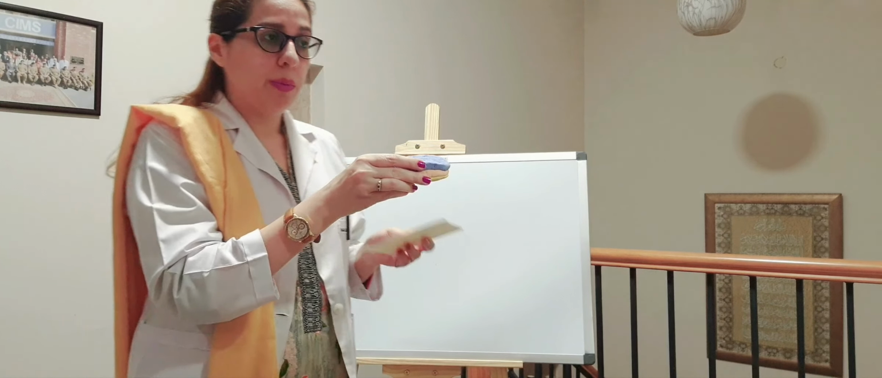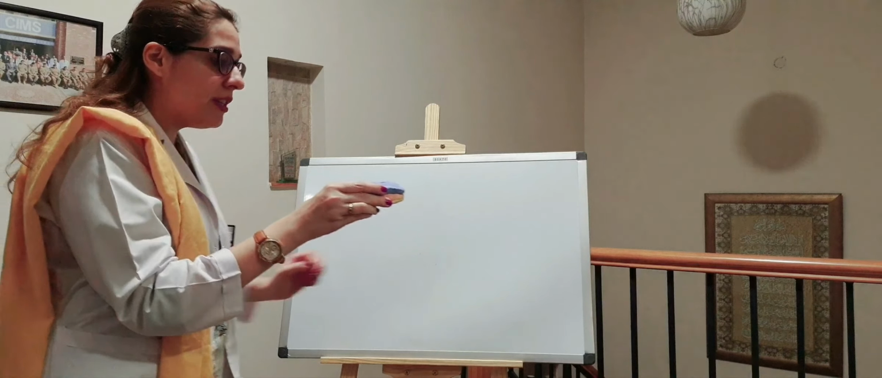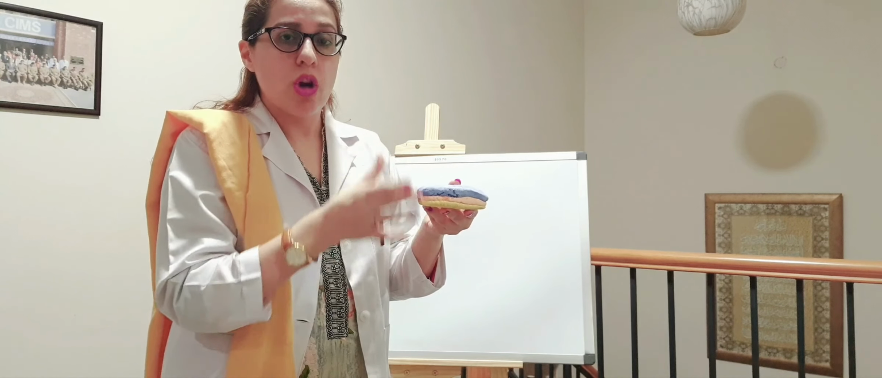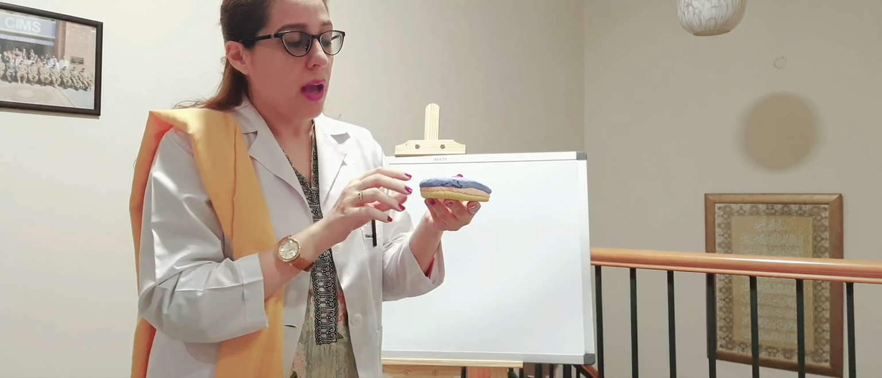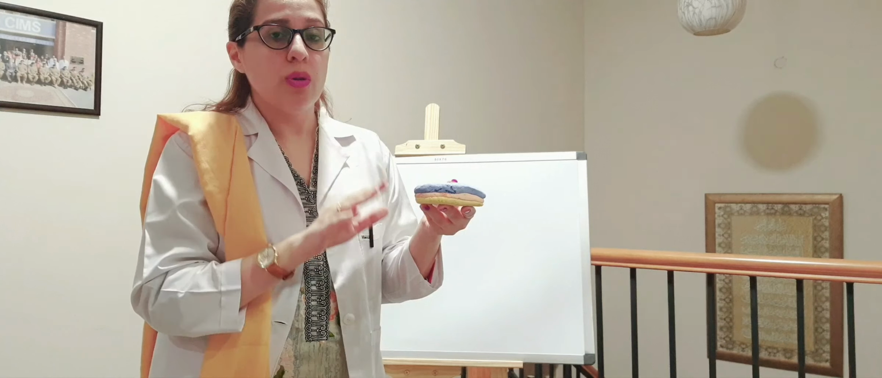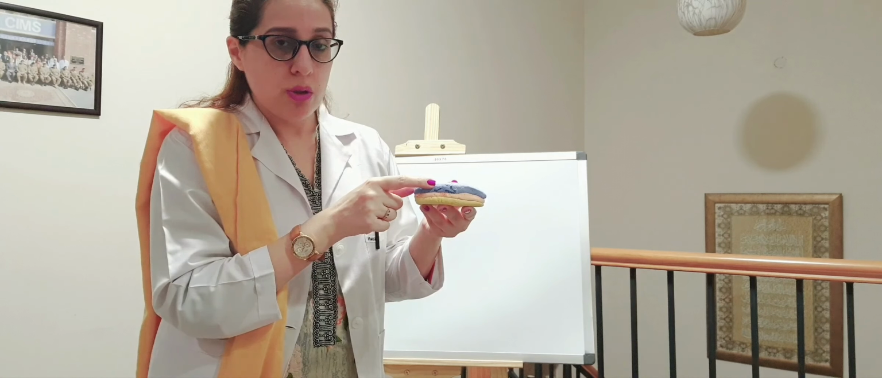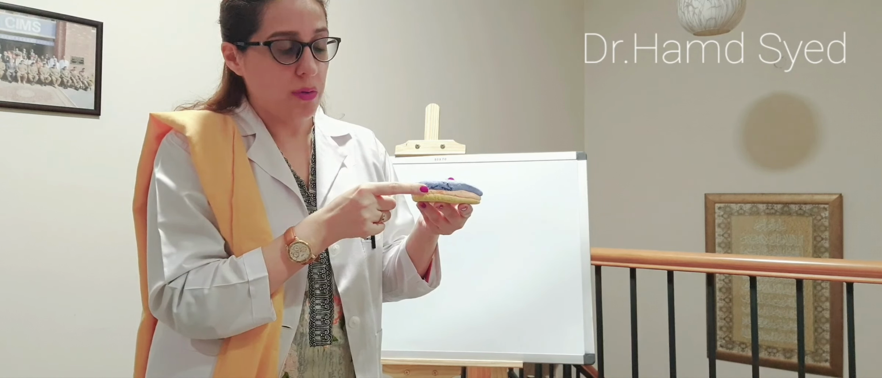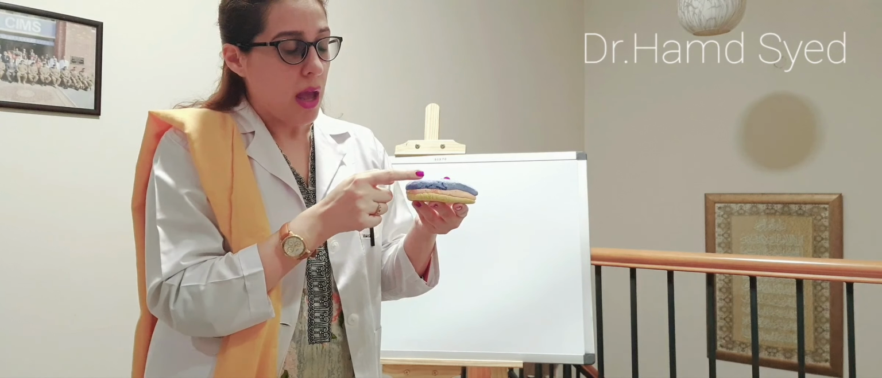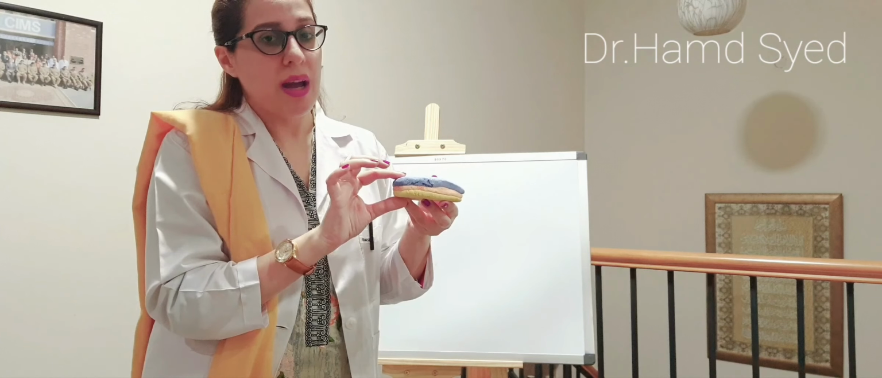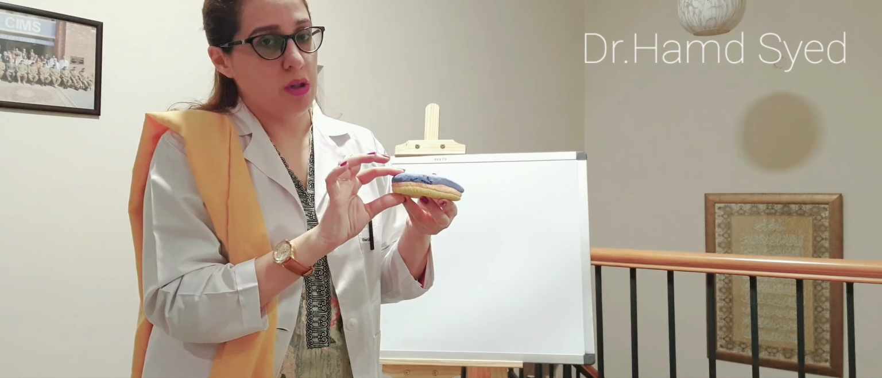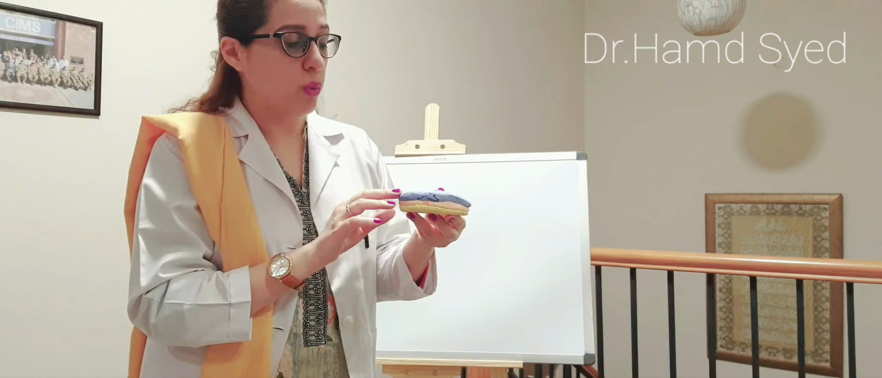So here is a very simple clay model, and this model is representing the trilaminar germ disc after the event of gastrulation has taken place. And it is showing us that there are the three germ layers, which are ectoderm in blue, mesoderm in orange, and endoderm in yellow. And these collectively form a disc-shaped structure which is called the trilaminar germ disc in the third week of intrauterine life.